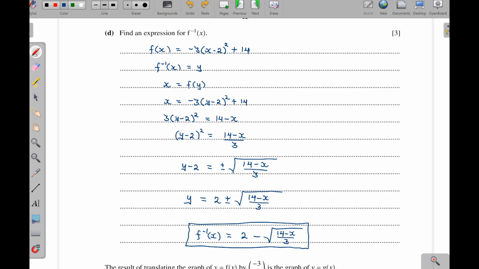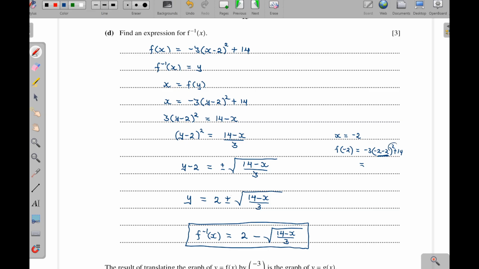Suppose we are having, remember, we are considering values less than negative 1, okay? So I can choose, let's say, x is equal to negative 2. If x is equal to negative 2, then what will be f of negative 2? Substitute in here. You have negative 3, then you have negative 2 minus 2, then you square, then plus 14. What do we get here?